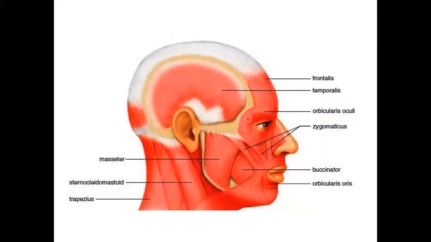And then again, here's your orbicularis oculi around your eye. Here's your orbicularis oris around your mouth. And then here's your buccinator. When it comes to your zygomaticus, I don't know if she's gone into the bones of your skull, but your zygomatic bone is your cheekbone, and it's right around this area. Hence, those muscles, zygomaticus, are the muscles over your cheekbone.